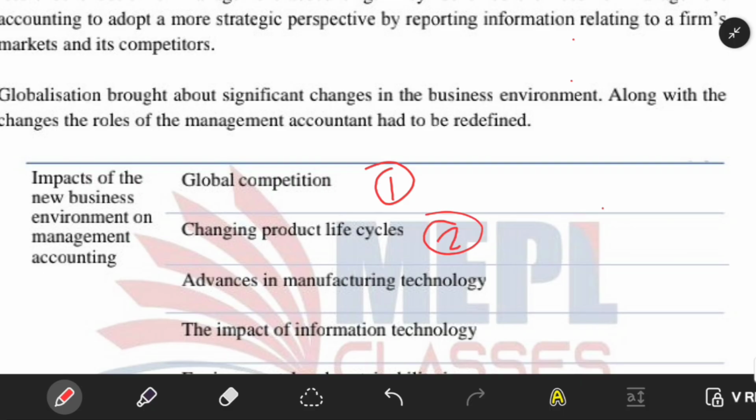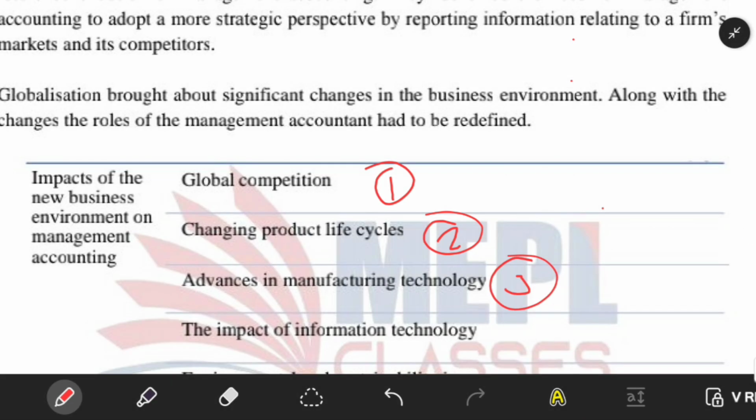The second point is the changing product life cycle. Product demands keep changing. What is popular today might not be popular tomorrow. So the management accountant helps the management to decide when to introduce a new product, when to stop a non-performing product, and whether the product is profitable or not. Example, in the mobile phone industry, frequent updates are required, and the accountant helps in pricing, cost analysis, and product planning.